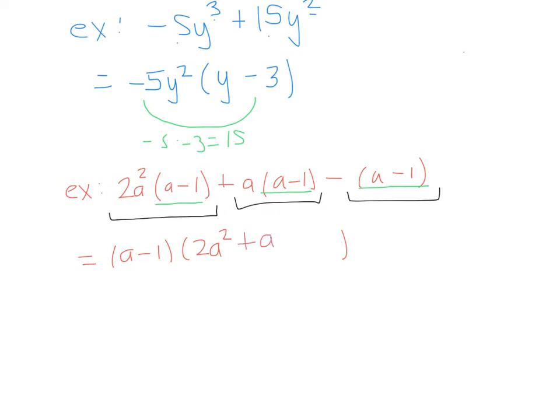And what are we left with in the third term? Well, if we take that a minus 1 out, it leaves us with a 1, and then there's a minus in front of it, so it's a minus 1.